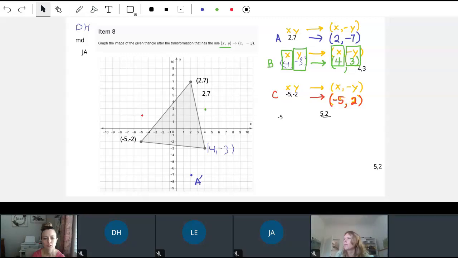So we have 4, 3. That would be B prime. And we have negative 5, positive 2. That would be C prime. And that's what your final answer should have looked like. Do you guys feel like you are understanding that a little bit more?